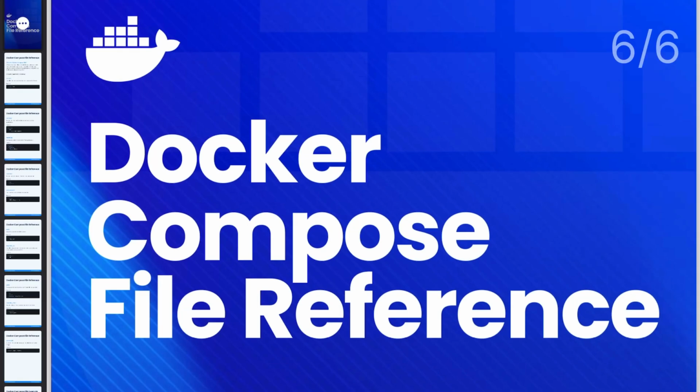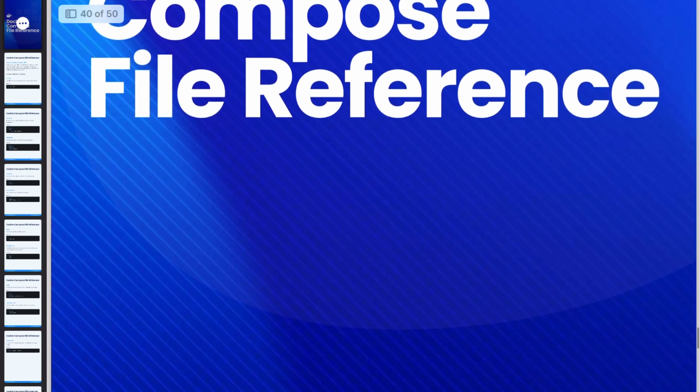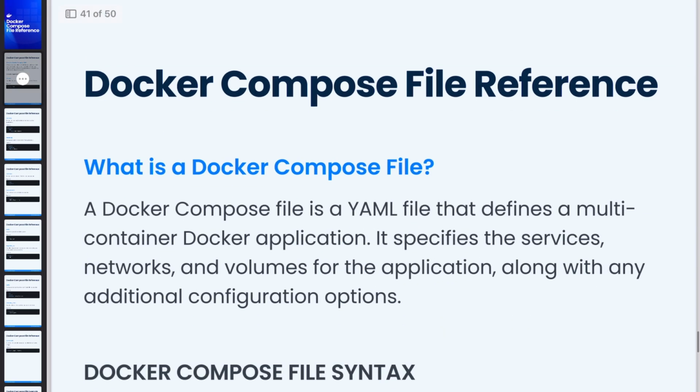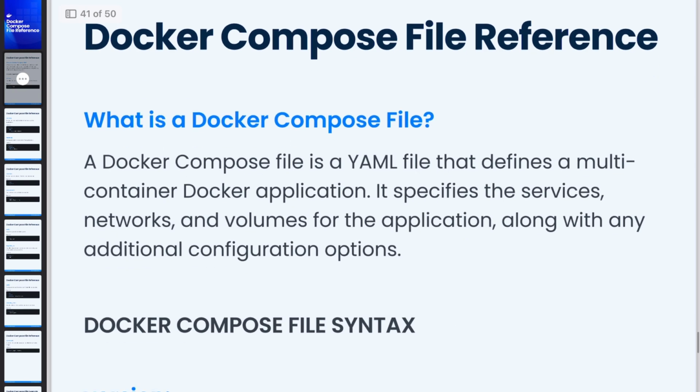Now that we have seen the Docker file, we'll next see the Docker Compose file, how it is created and what all elements we need to add. So you can see here, a Docker Compose file is a YAML file that defines multi-container Docker applications. It specifies the services, networks, volumes for the application along with any additional configuration options.